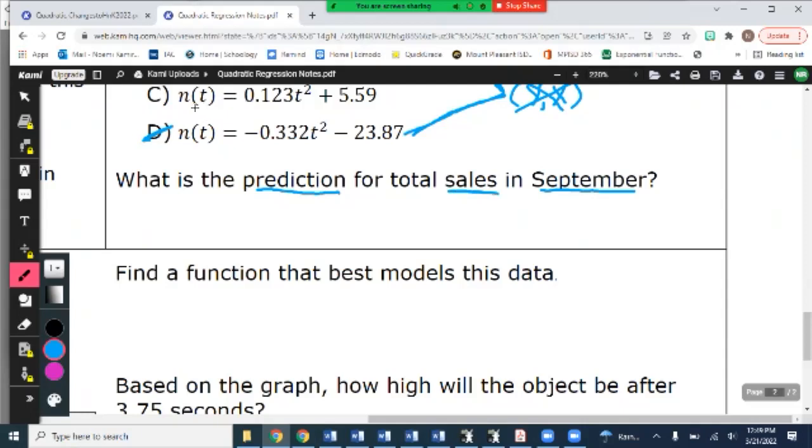Sales, and sales is what? Money. Sales is money. So yeah, $10.45, money. Okay. Ready.